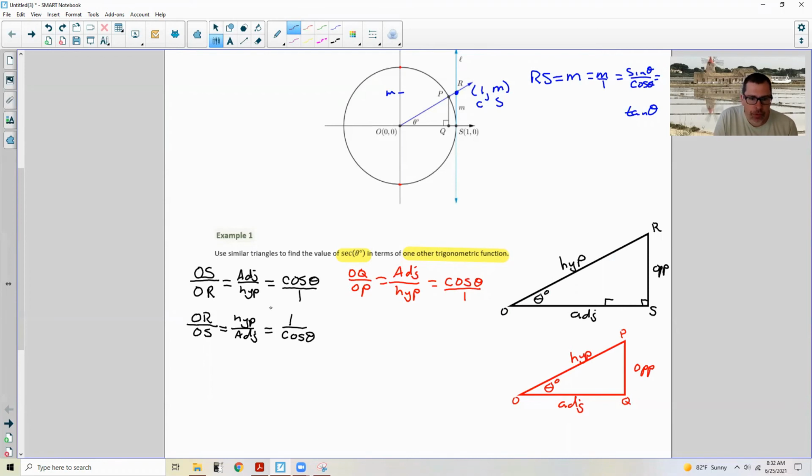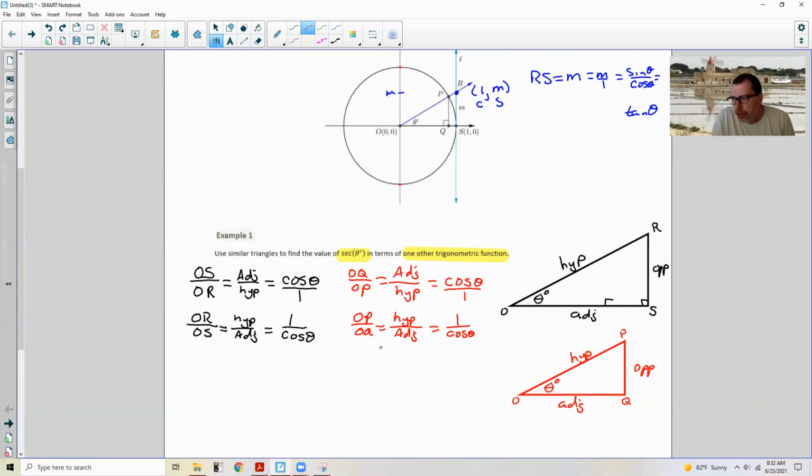Okay, so it's a reciprocal. OR over OS is just 1 over cosine theta. And likewise, OP over OQ is equal to hypotenuse over adjacent, which is 1 over the cosine of theta.